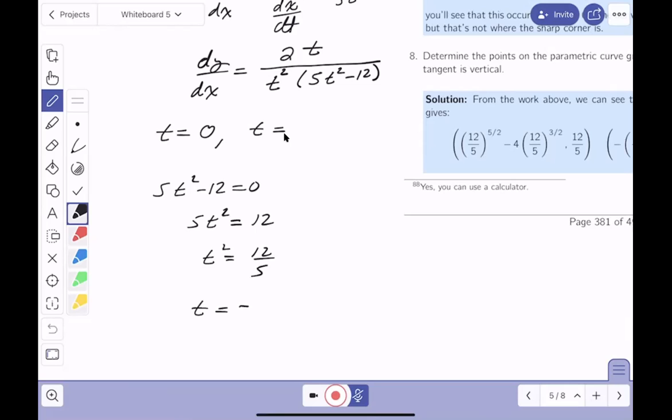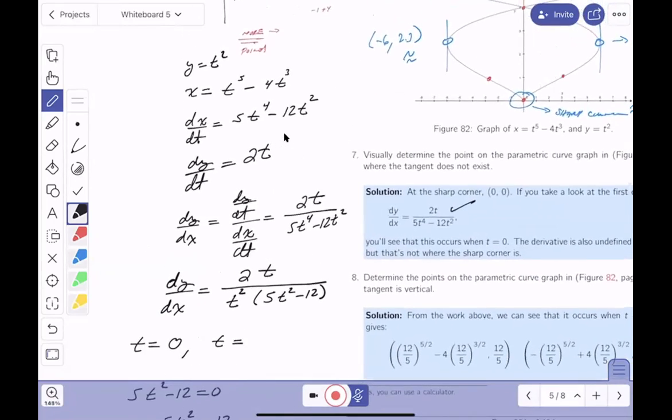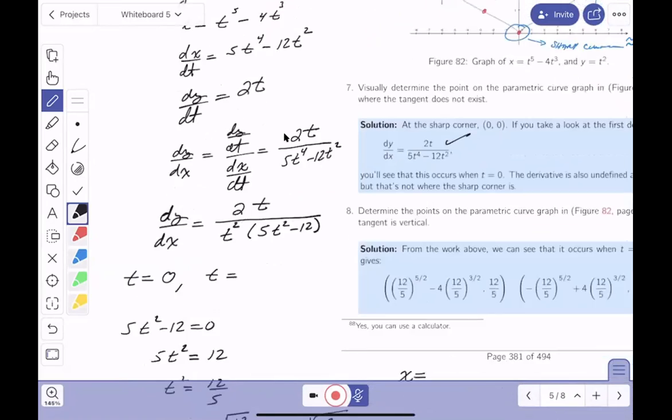t is going to be plus or minus the square root of 12 fifths. You can simplify that if you want. I'm just not interested. I'm only going to write it down as the root of 12 fifths. This is where a lot of students get totally befuddled. They don't know what to do next. Right. What I'm claiming is we want to get the points. So someone says, how do you get those points? I have to know what x is. What's x? Well, it's t^5 minus 4t cubed.